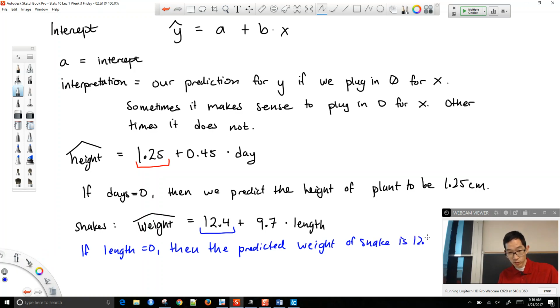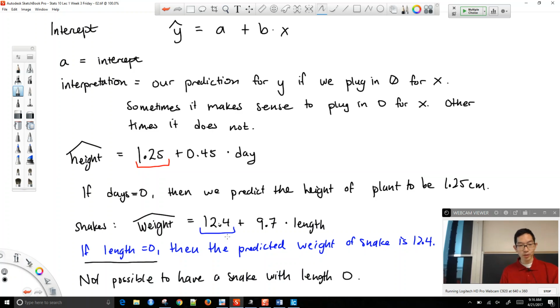is 12.4. Now, that does not make sense, to have length equal to 0. You cannot have a snake with length 0. Okay, that is literally no snake. So it is not possible to have a snake with length 0. Okay, so in this case, the intercept does not have a practical interpretation.